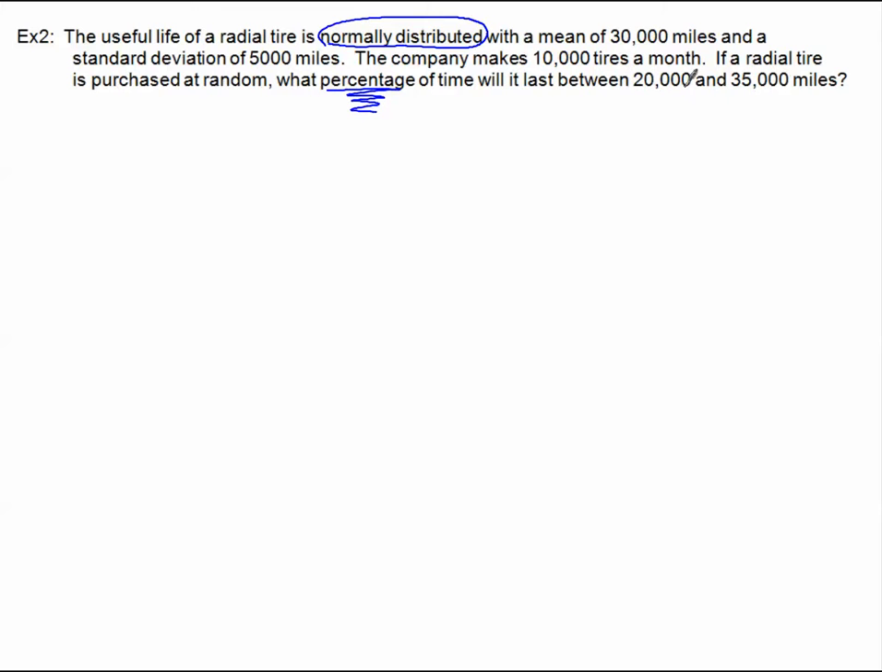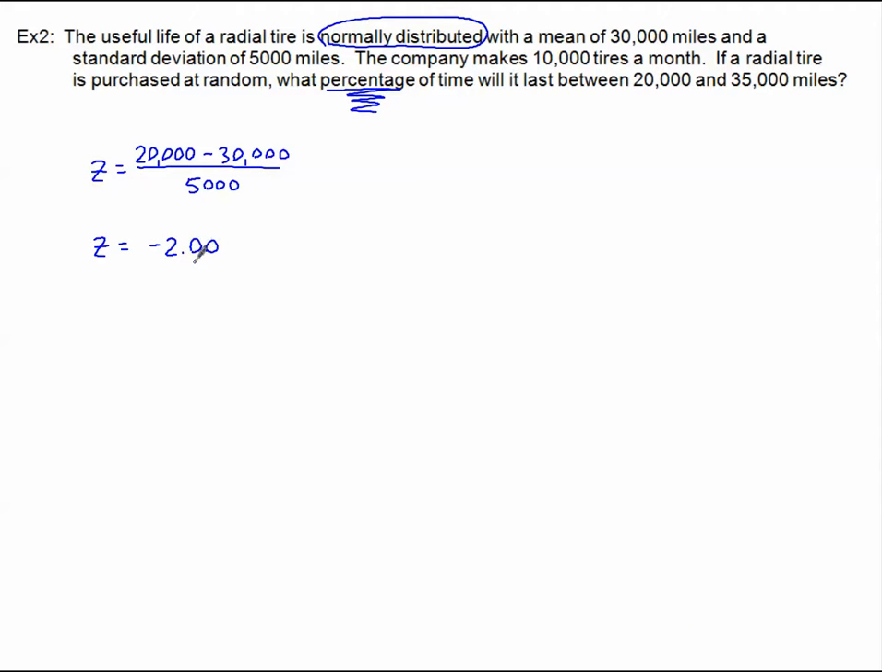So it looks like we're going to find two different z-scores first. Let's talk about the 20,000. So the z-score for 20,000, we'll put 20,000 minus, now my mean was 30,000, divided by my standard deviation, which was 5,000. So that z-score becomes -2.00.